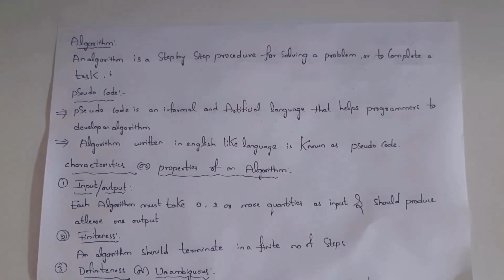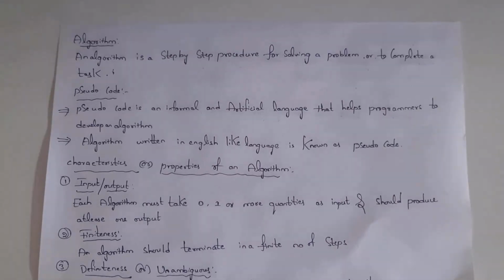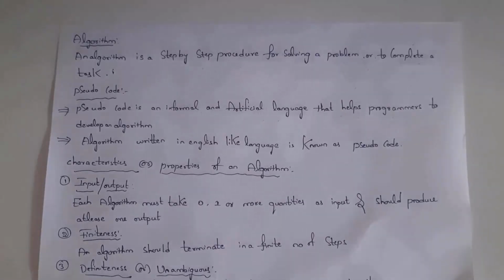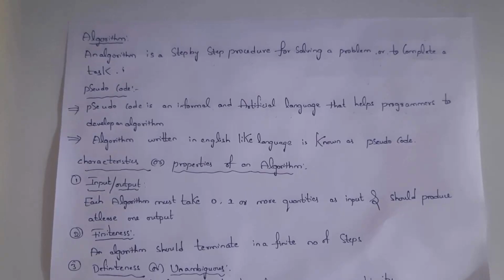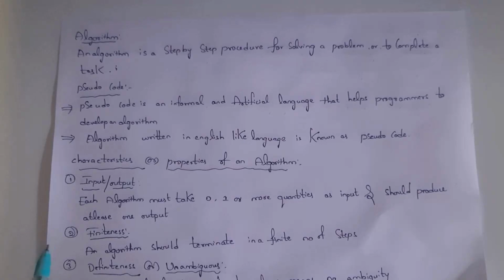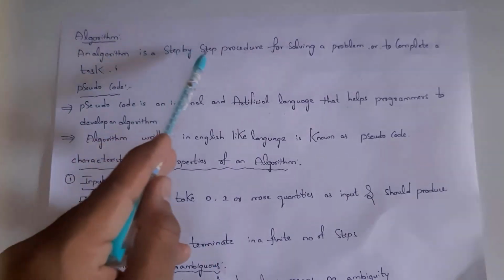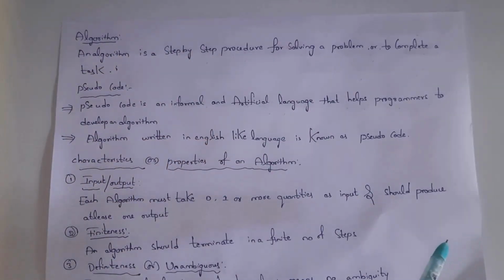For example, I want to make coffee. What I do is, at first in step 1, I will take a pan and I will add milk in it. After that, in step 2, I will switch on the gas stove, and in step 3, I will add sugar and coffee powder. In step 4, I will boil it, and at last in step 5, my task gets completed. That is, my coffee is ready. Here my task is to make coffee. So I followed a sequence of steps in order to make coffee. This is known as an algorithm. A step-by-step procedure for solving a problem or completing a task is known as an algorithm.